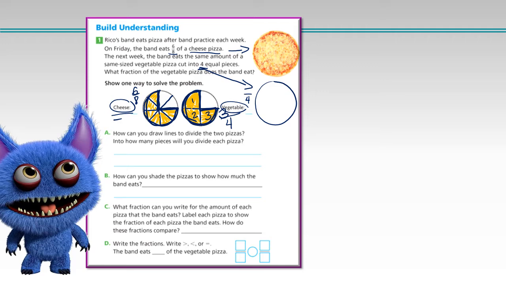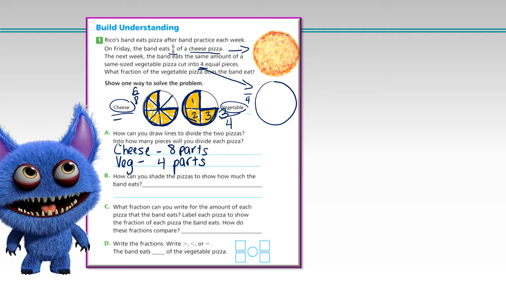So now let's go through the questions. How can you draw lines to divide the two pizzas? Into how many pieces will you divide each pizza? Well, for the cheese pizza, we divided it into 8 parts, 8 equal parts. And then the vegetable pizza, we divided it into 4 equal parts.